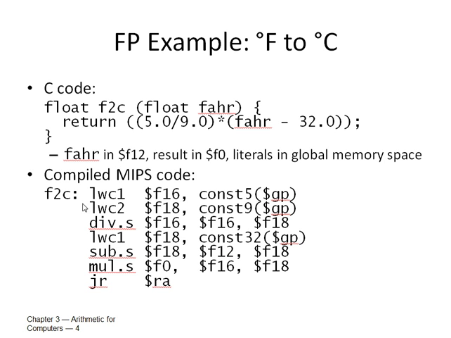So what they do is they first load in these two right into 16 and 18, and then they divide them. So that just gives you 5 divided by 9, and they store it in here. So that's 5 ninths. And then they load the number 32, and then they're going to take F12, which is your Fahrenheit value, minus 32, stick it into here, and then they'll take the 5 ninths you calculated earlier, 5 ninths times Fahrenheit minus 32, and they put it in F0, and they jump on a register, the return address.